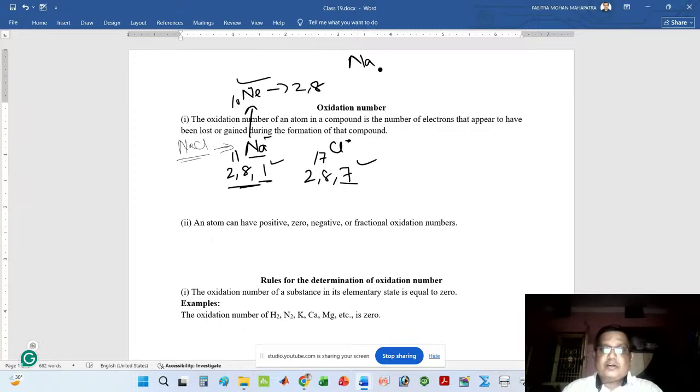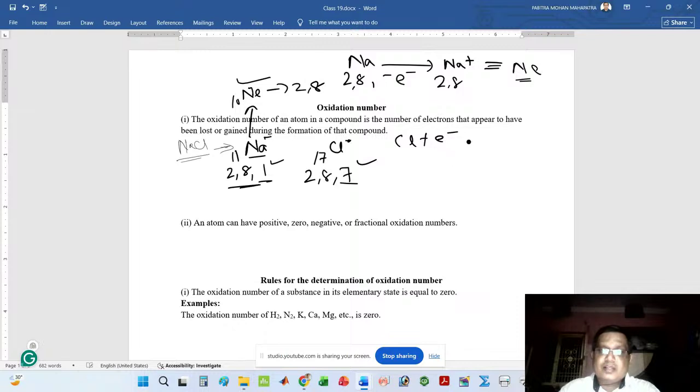The sodium atom, with electronic configuration 2, 8, 1, wants to lose one electron, that means minus one electron, and convert into Na plus, with electronic configuration 2, 8, which is similar to the electronic configuration of neon. On the other hand, the chlorine atom gains the electron lost by the sodium atom and is converted into Cl minus ion. Chlorine has the configuration 2, 8, 7. After gaining one electron, the configuration is 2, 8, 8, which is similar to that of argon. Argon has 18 electrons and the configuration is 2, 8, 8.